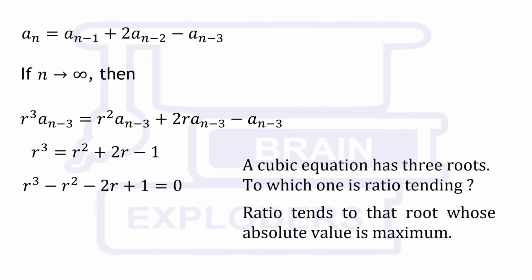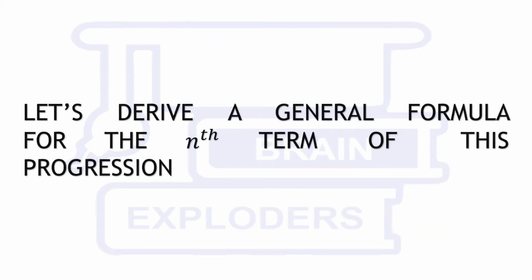Not here, but if you find that a complex root is having largest modulus, you will also find that ratios are not tending to a fixed value. Let's derive the general formula for the nth term. Start with the equation having the coefficients same as in the given relation. Suppose its roots are r1, r2 and r3, r1 having the largest absolute value.